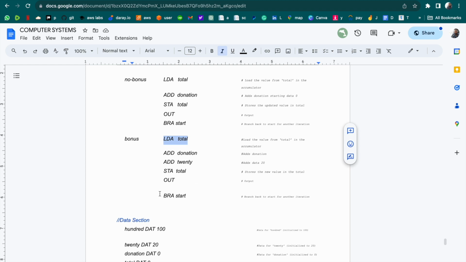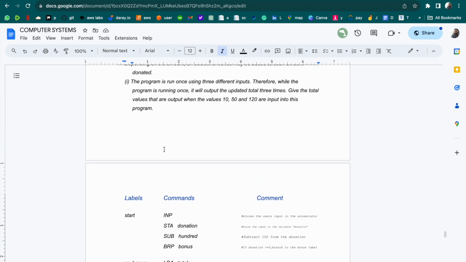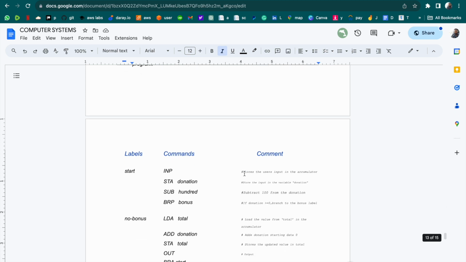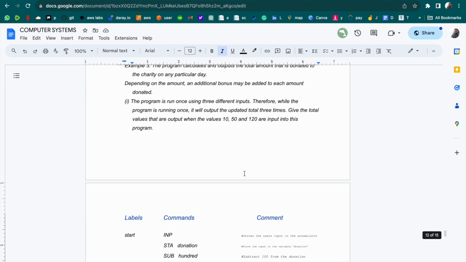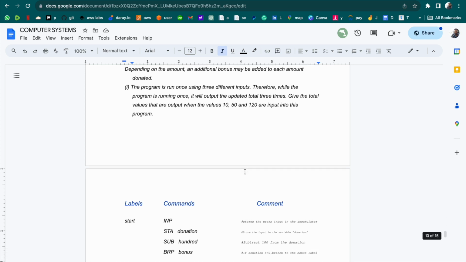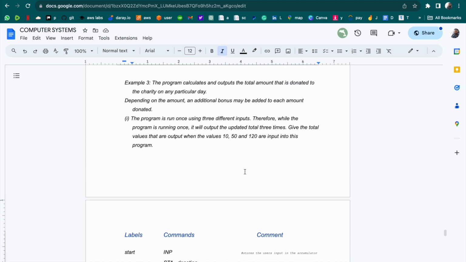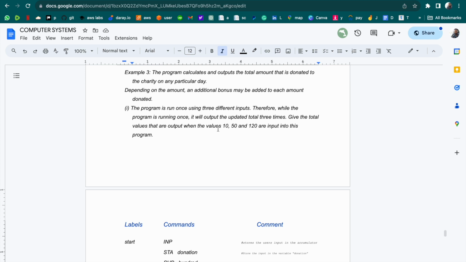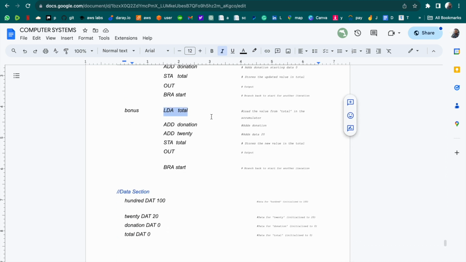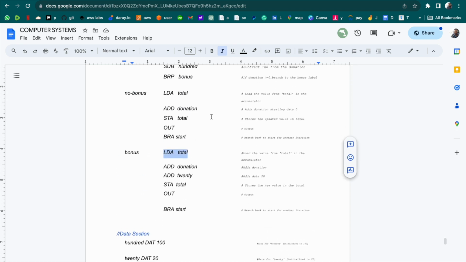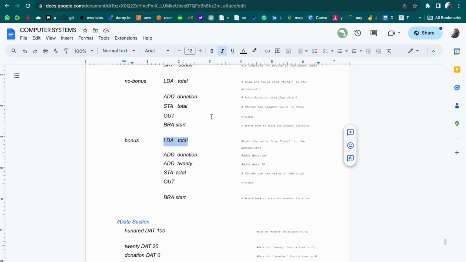And now it branches to the start. But now there is no other number to go. So if we go back to the question, they're asking us what are the three results or the three outputs. I didn't write it here, but the three outputs we had, the first output was 10, the second output was 60, and the third output is 200.